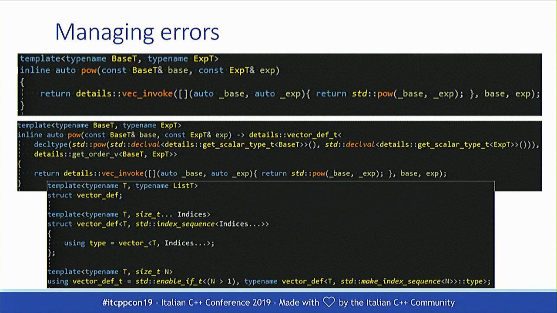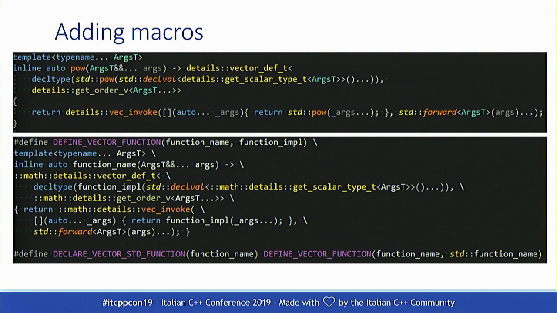From there, the next step is to add a macro to avoid other people having to write all these horrible traits that, unfortunately, until concepts, it's unavoidable. And what it looks like, it's just the same as before. We are just using a variadic arguments list so that we can replace pow with function name. And just by replacing pow with function name, you can apply this to any other standard math function that you can find in the standard library.